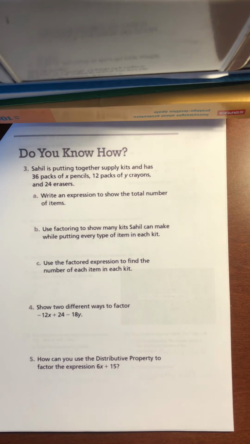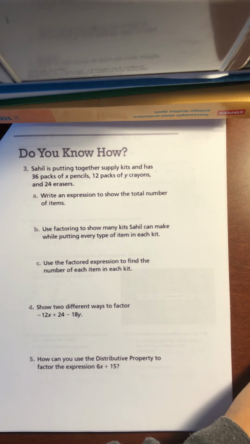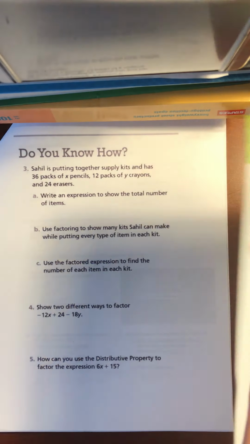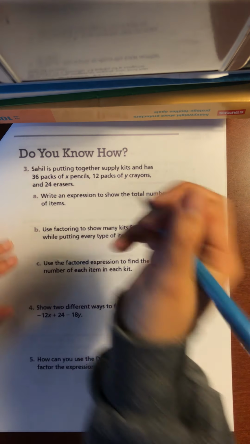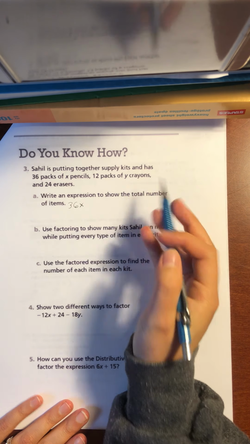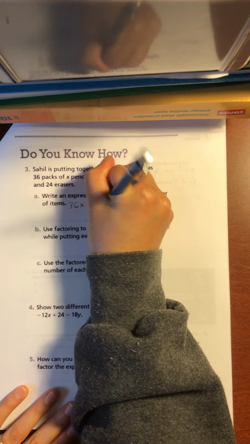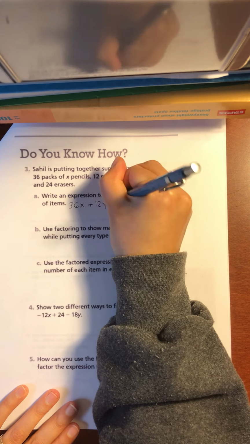Okay, Sahil is putting together supply kits and has 36 packs of X pencils and 12 packs of Y crayons and 24 erasers. Write an expression to show the total number of items. So he has 36 packs of X pencils. That's 36 times X. He has 12 packs of Y crayons. That's 12Y, so plus 12Y. And then 24 erasers, that's plus 24.